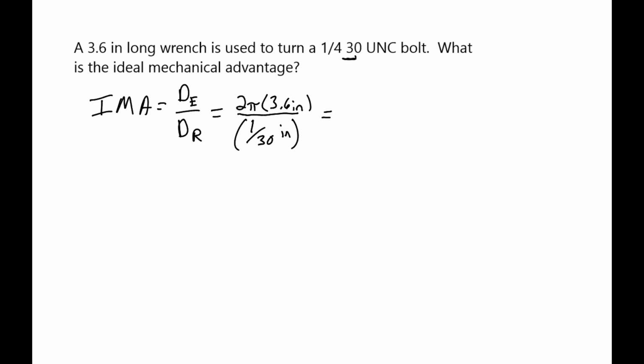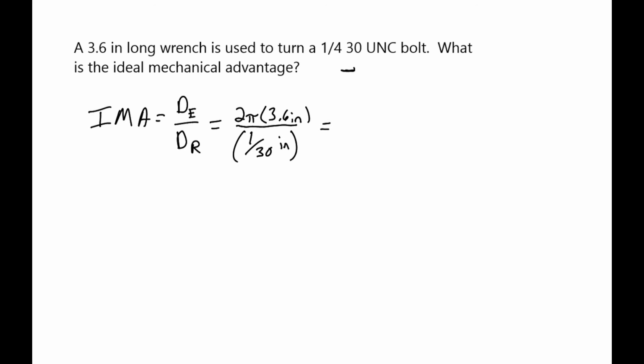What do we get for our IMA here? 678.6 for our ideal mechanical advantage. And that makes sense. Remember, screws are going to have really large IMAs. Their efficiency is usually very small as well. Very small though. Any questions on this problem?